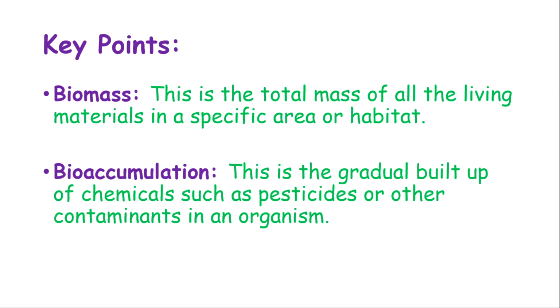Now bioaccumulation, which is something I think you need to remember. Please write it down, have it jotted down somewhere. Please remember it, because we're also going to discuss it. Bioaccumulation is the gradual build up of chemicals such as pesticides or other contaminants in an organism. So these substances that are unable to break down build up in living things. So they accumulate in living things. So notice again, bio means living, accumulation means to build up. So we have the build up of these substances within the living organism.